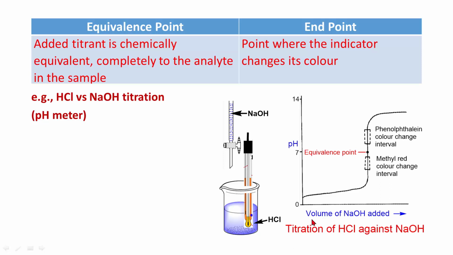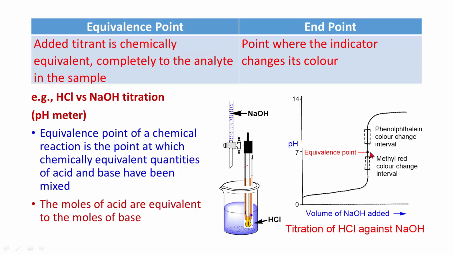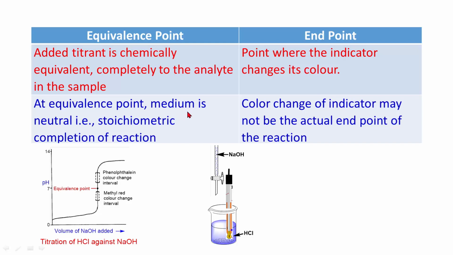The shape of the curve when we plot volume of sodium hydroxide versus pH is S shape. This is the equivalence point at pH 7. So the equivalence point of a chemical reaction is the point at which chemically equivalent quantities of acid and base have been mixed. Here the moles of acid are equivalent to the moles of base. At the equivalence point, the medium is neutral, that is, stoichiometric completion of the reaction.